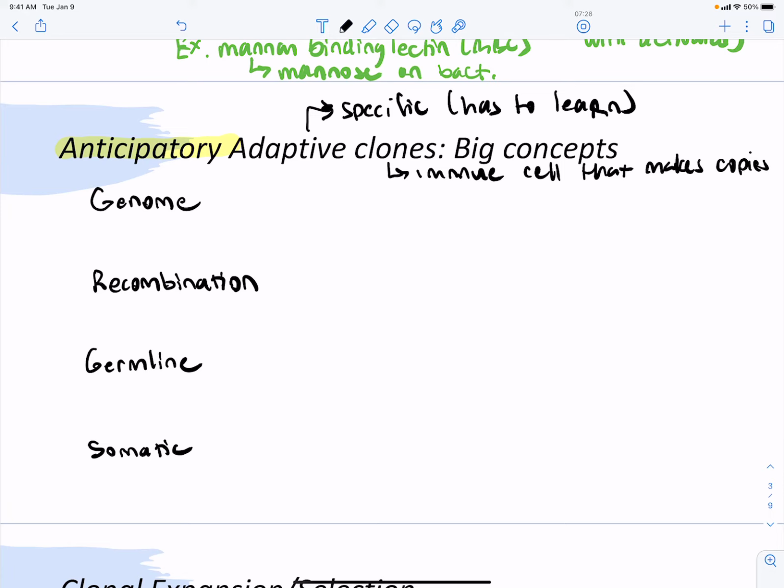Those cells are our B and T cells only. Our B cells make antibodies. Our T cells are our cell response. And so we have some levels of anticipatory concepts. So we first have the genome. So the genome of B and T cells enable B and T cells to generate millions of antigen receptors.